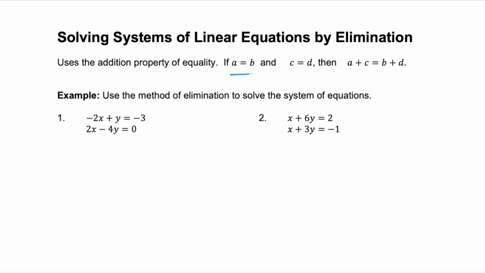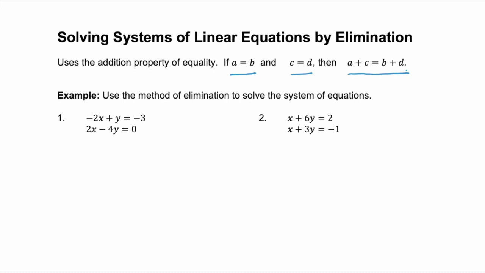So if A equals B and C equals D, then if we add those two equations together, the result, A plus C, must also be equal to B plus D. The idea is to add two equations together to eliminate one of the variables. That's where the term elimination comes from. Let's look at the examples.